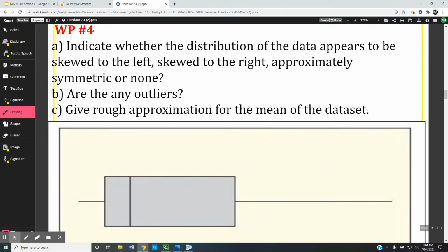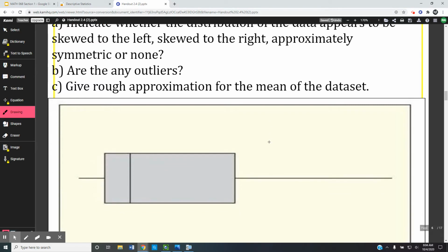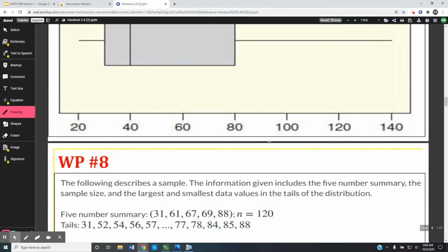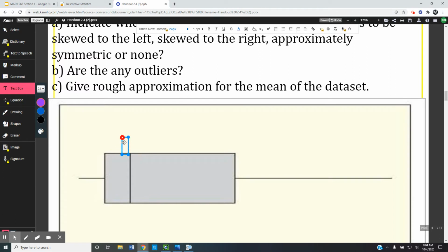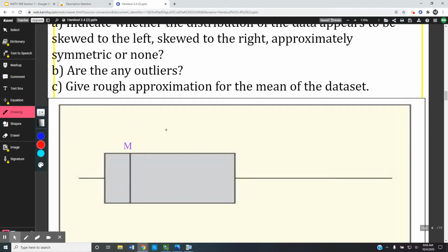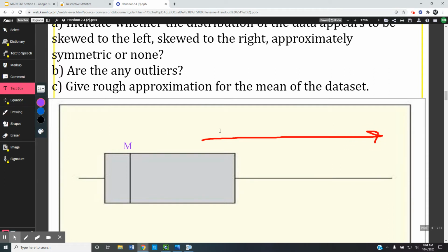Indicate whether the distribution of the data appears to be skew left, skew right, or approximately symmetric, or none. So let's answer that question first. First of all, remember, this is the median right here. This value right here is the median. Well, if that's the median, this thing is being dragged out to the right very far. Look how far the tail goes over here. So this is definitely a skew right.